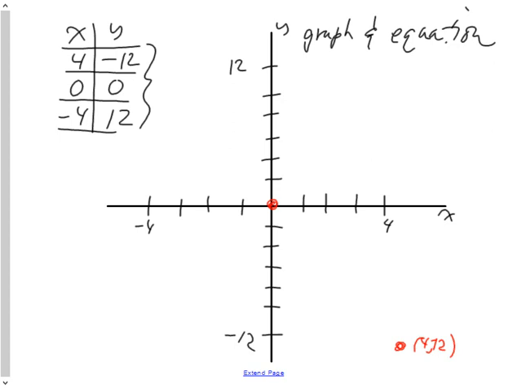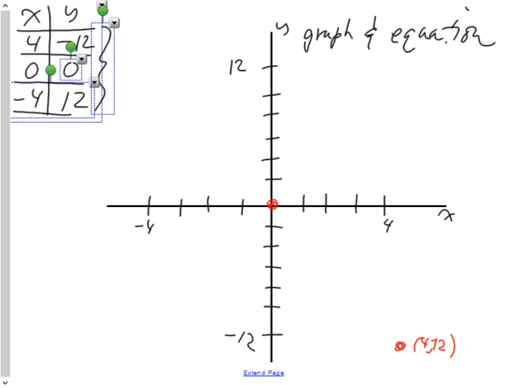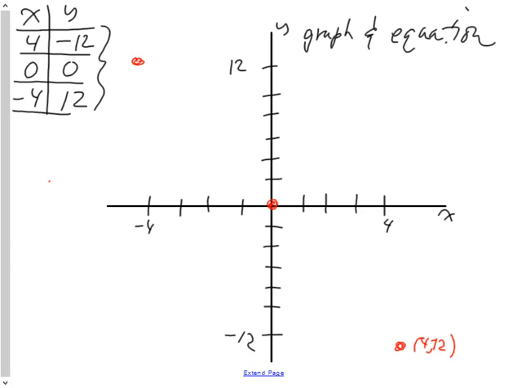And then the last point, I better move this here. The last point you have is negative 4 on the x, which is right here, and positive 12, so it's going to be up here somewhere. Okay, and hopefully if I did this well enough, I can connect those 3 dots. That's not too bad. With a line that shows all of it.